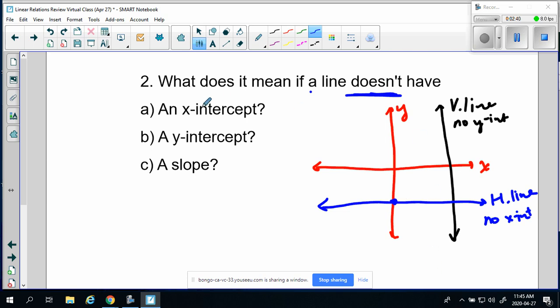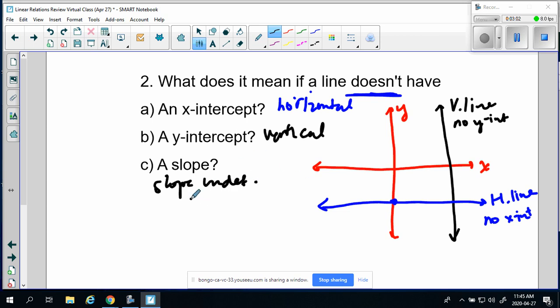So if a line doesn't have an x-intercept, then it must be horizontal. And if a line doesn't have a y-intercept, then it must be vertical. If a line doesn't have a slope, we would say that the slope is undefined. A slope undefined means that it is vertical. But that's not the same thing as saying that the slope equals 0. If the slope is 0, it has a slope. The slope is 0. This means that the line is horizontal.